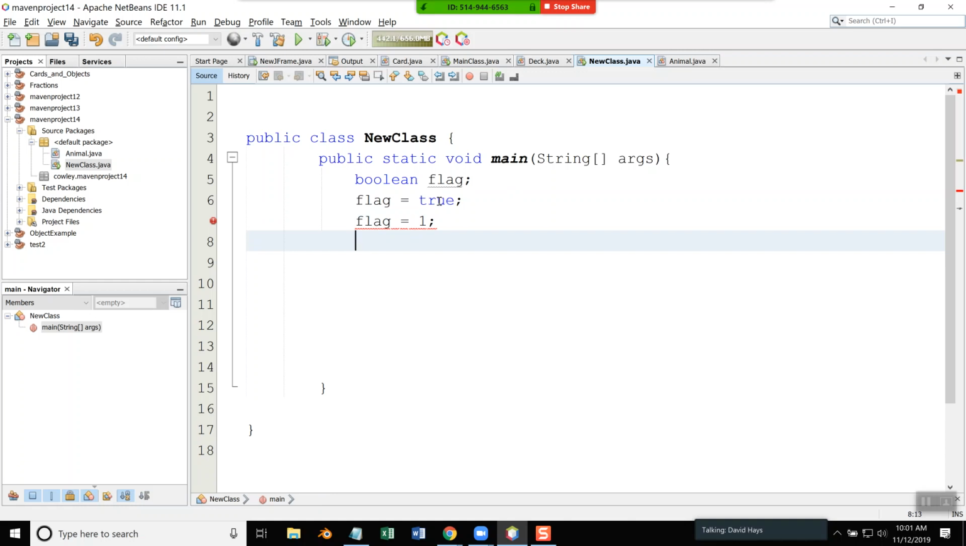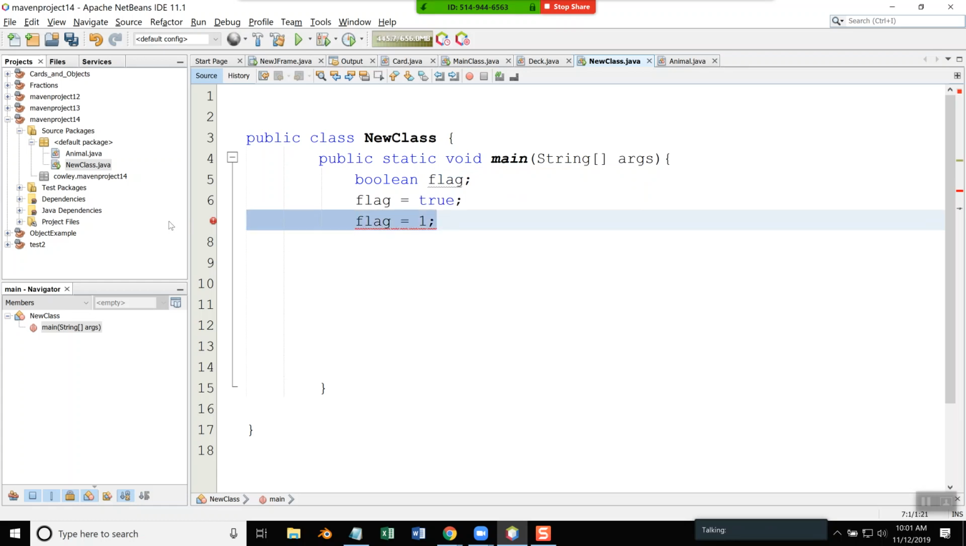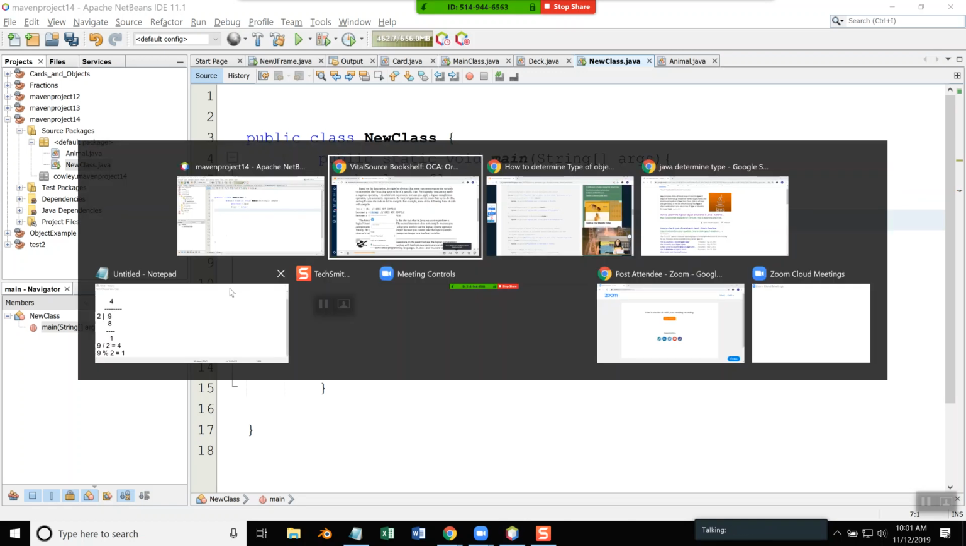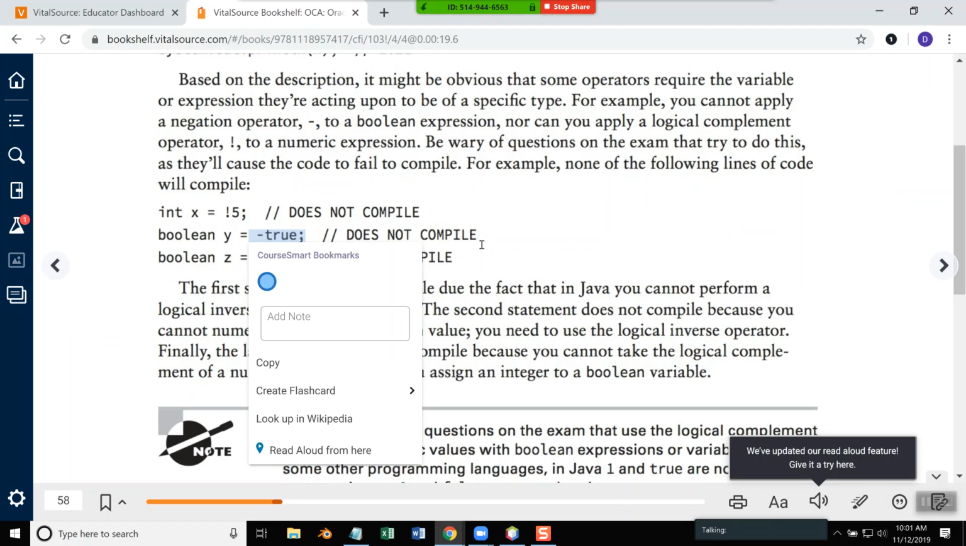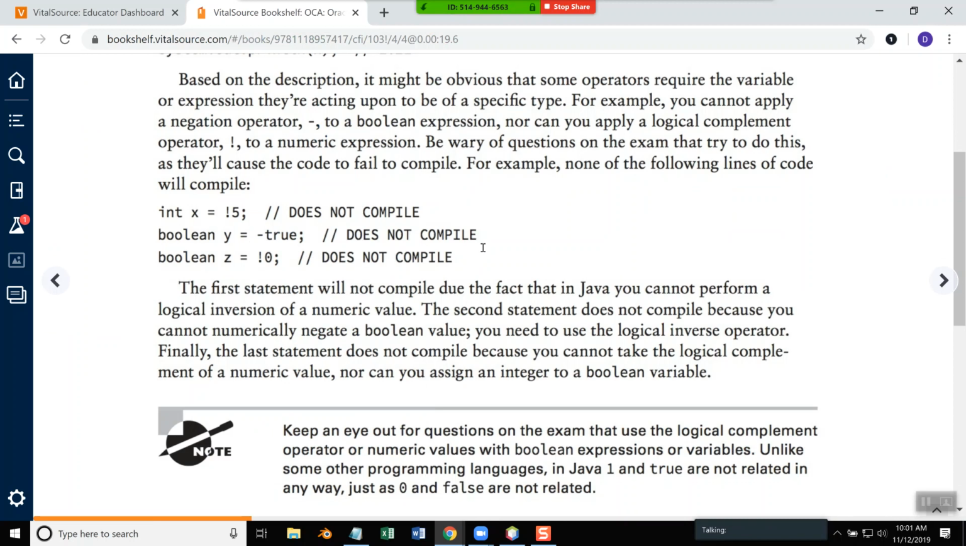Yeah, see, for Boolean, you have to actually use true. You can't use 1. Even though with Boolean we think of true or false, 1 or 0, and some languages allow you to put numbers in there, Java doesn't. And the exclamation 0 doesn't compile.